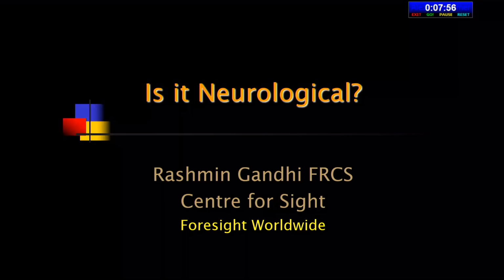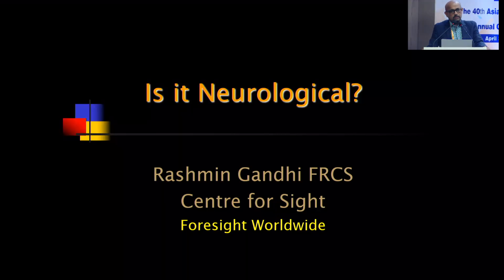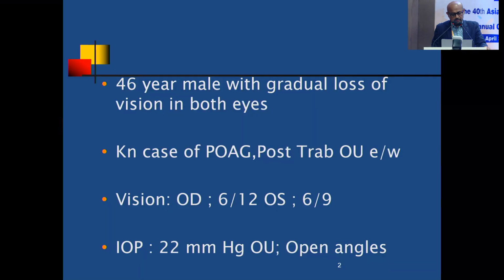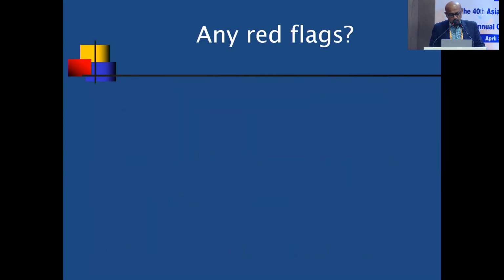So my talk is going to be differentiating between glaucoma and neurological causes of optic neuropathy. As we know, glaucoma is the commonest cause of optic neuropathy, and I'm going to do that by having some cases. A 46-year-old male, a representative case with a gradual loss of vision in both eyes. He has been on treatment for primary open angle glaucoma. Visual acuity is 6/12 and 6/9. Intraocular pressures are borderline, and he has open angles.